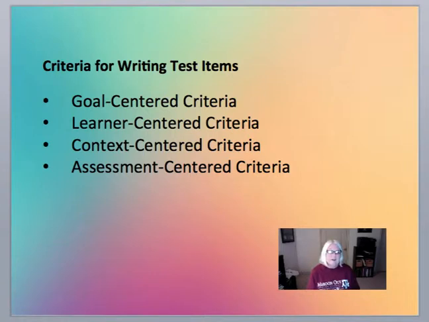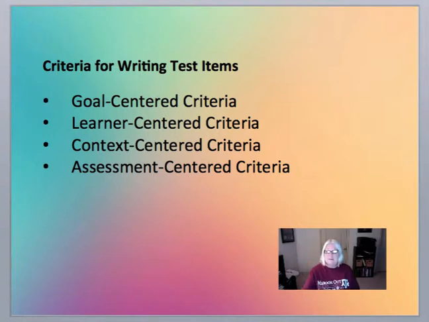Okay, so learner-centered criteria. The test items have to take into account the learners. Are there issues with language levels, motivation, experience, backgrounds, cultural issues? And you did a learner analysis, so you should know those things. Context criteria. This is why we did a context analysis, because we wanted to know about the environment.